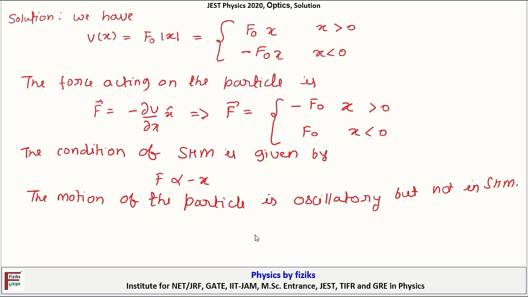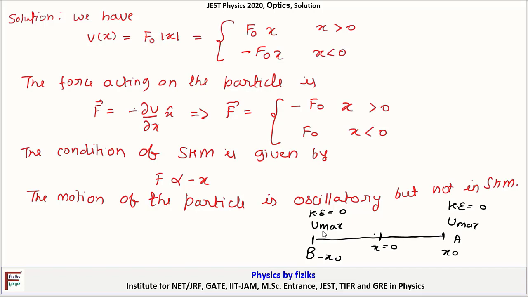Let A, B, this point is x0, this point is minus x0, and this is the origin x equals 0. Now at point B, KE is equal to 0 and U is equal to U max. Potential energy would be maximum, and at this point also kinetic energy would be 0. From direction A, F0 would be towards the origin O, and from the other side F0 would be the opposite. So we have to determine the time period for this entire cycle.